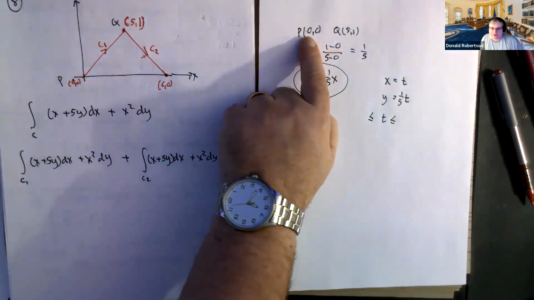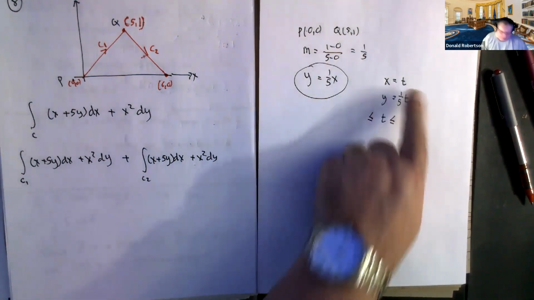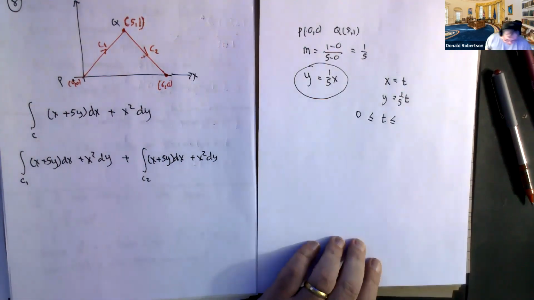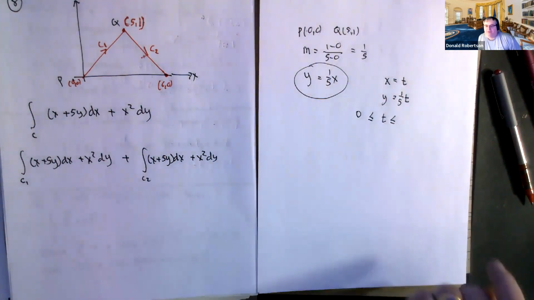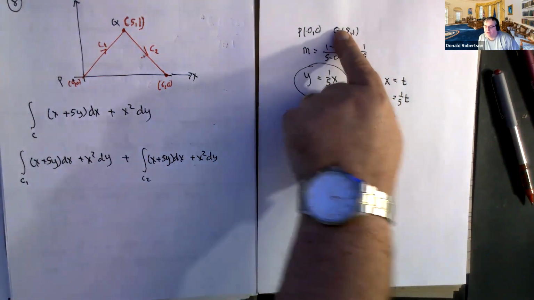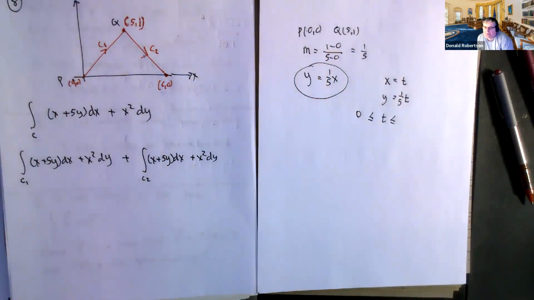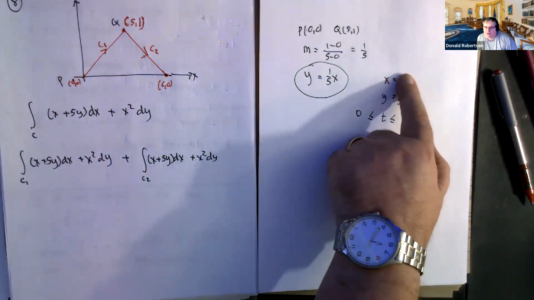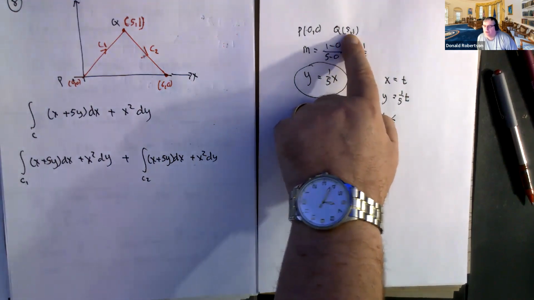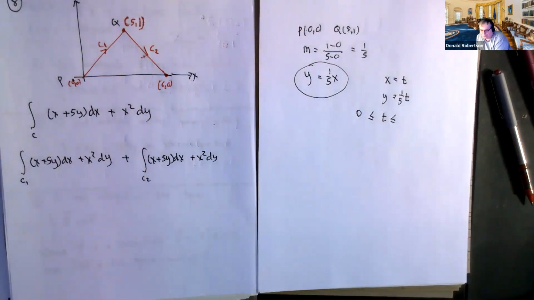Well, if you start at 0, 0, won't X be 0? If you end up at 5, 1, what will be the T value that will get you to 5, 1? And it's not 1. What value of T would you need to plug into here to get to the point 5, 1? Correct, 5.